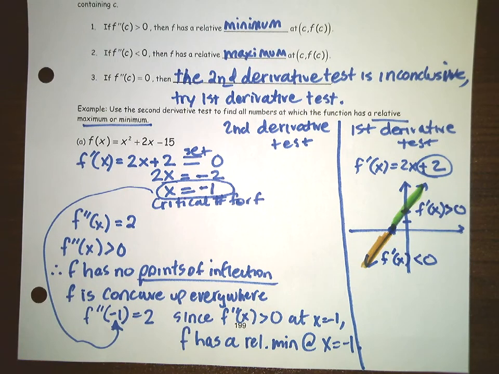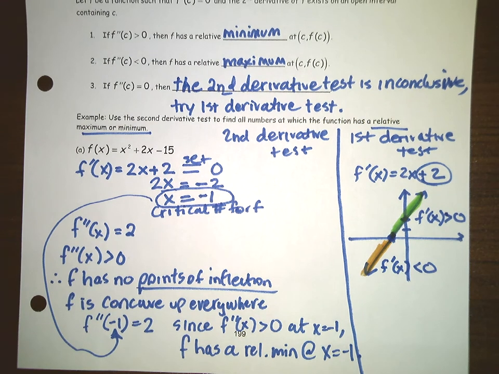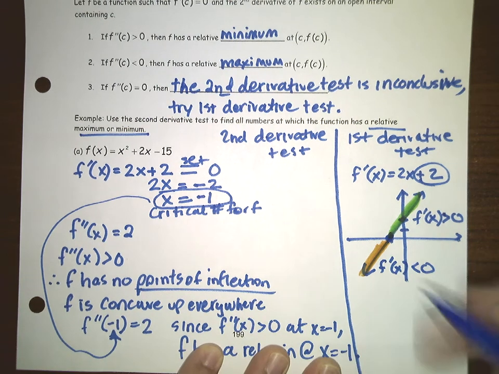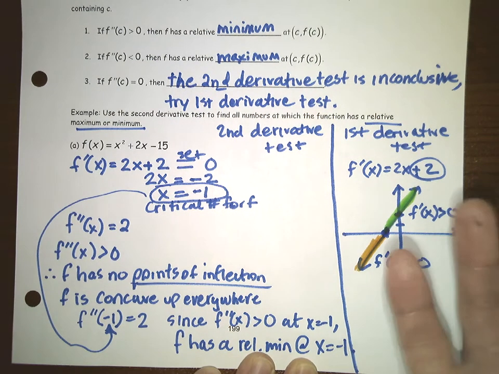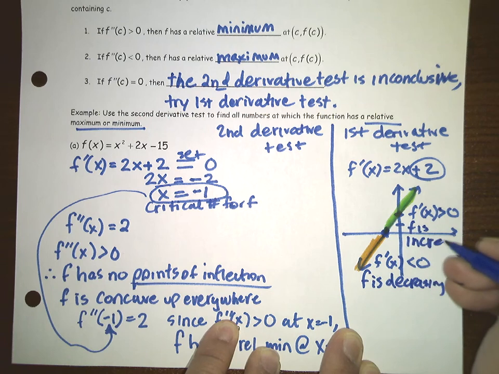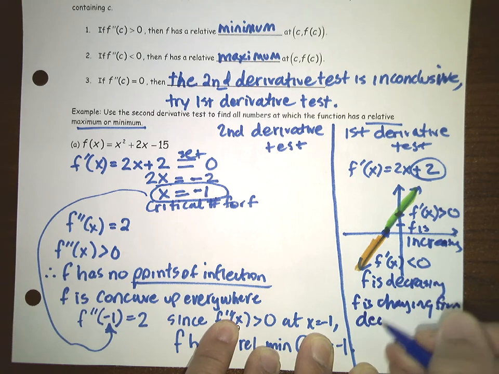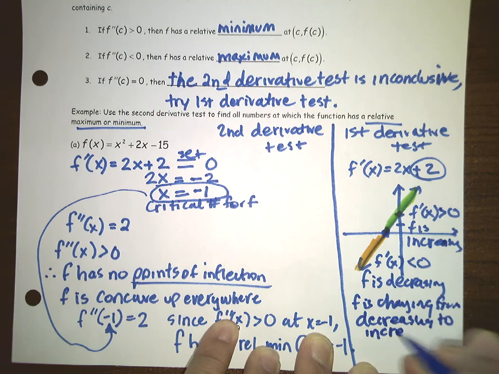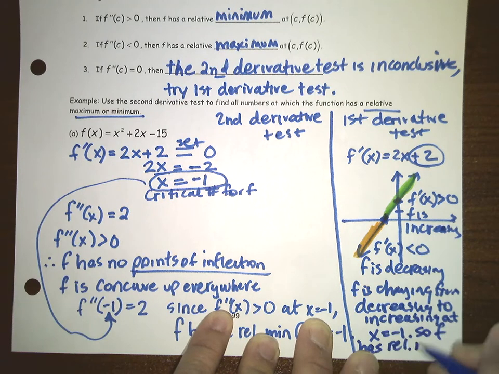And so there we go. You can hopefully see there that if the derivative is changing from negative to positive at the point x equals -1, that means there's a relative minimum at that point. So f is decreasing, and here f is increasing. So then we would say f is changing from decreasing to increasing at x equals -1. So f has a relative minimum at that point.